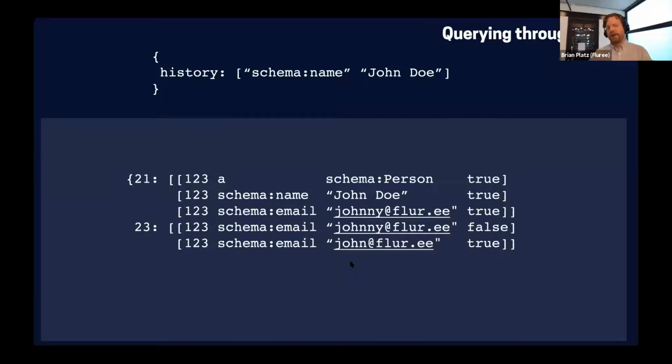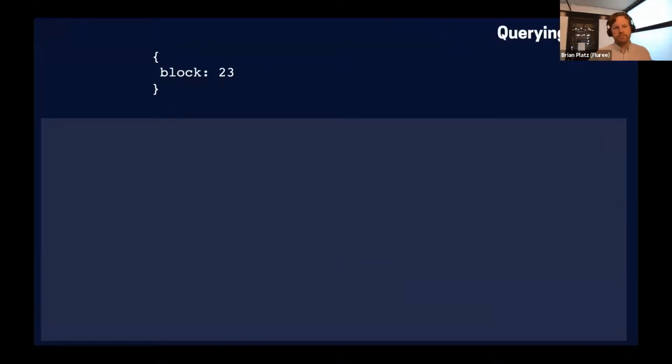You can get more granular when you are doing history queries. I may only be interested in the changes to John Doe's email address, for example. So there are some different ways of doing this, but this is a good example of instead of querying a specific immutable database, now we're querying through time and actually looking at changes.